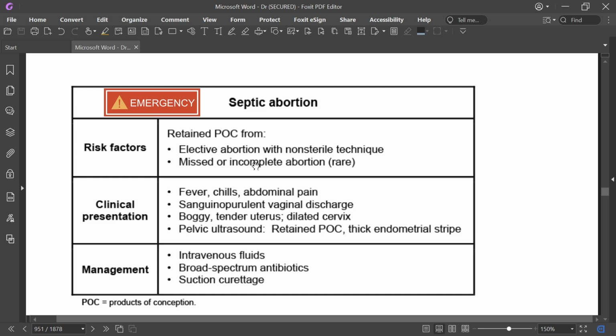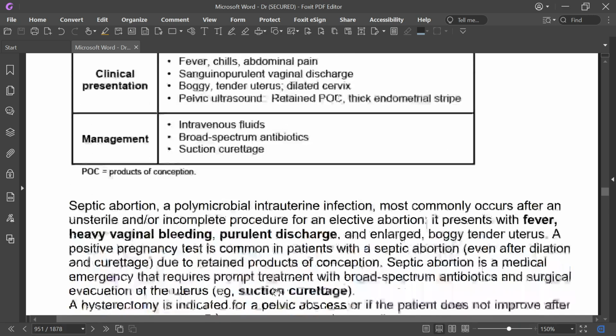Retained products of conception from elective abortion with non-sterile technique, or missed or incomplete abortion. Fever, chills, abdominal pain, sanguinopurulent vaginal discharge, a boggy tender uterus, and a dilated cervix. Pelvic ultrasound shows retained products of conception and a thick endometrial stripe. Management is IV fluid, broad spectrum antibiotics, and suction curettage.